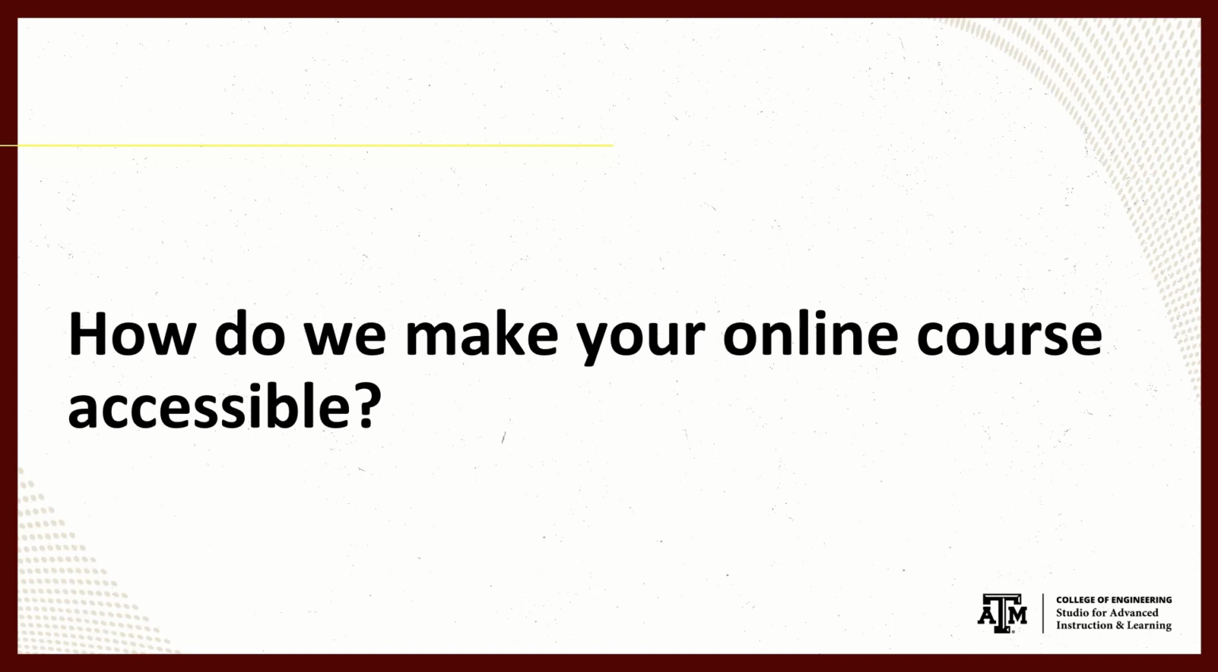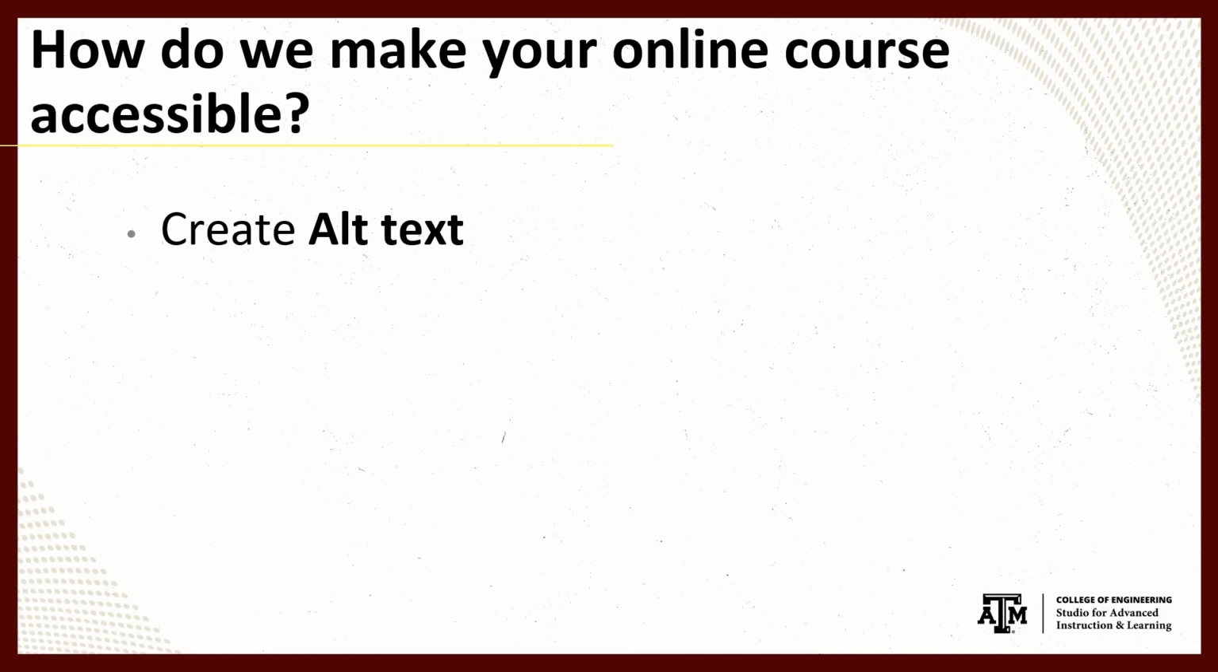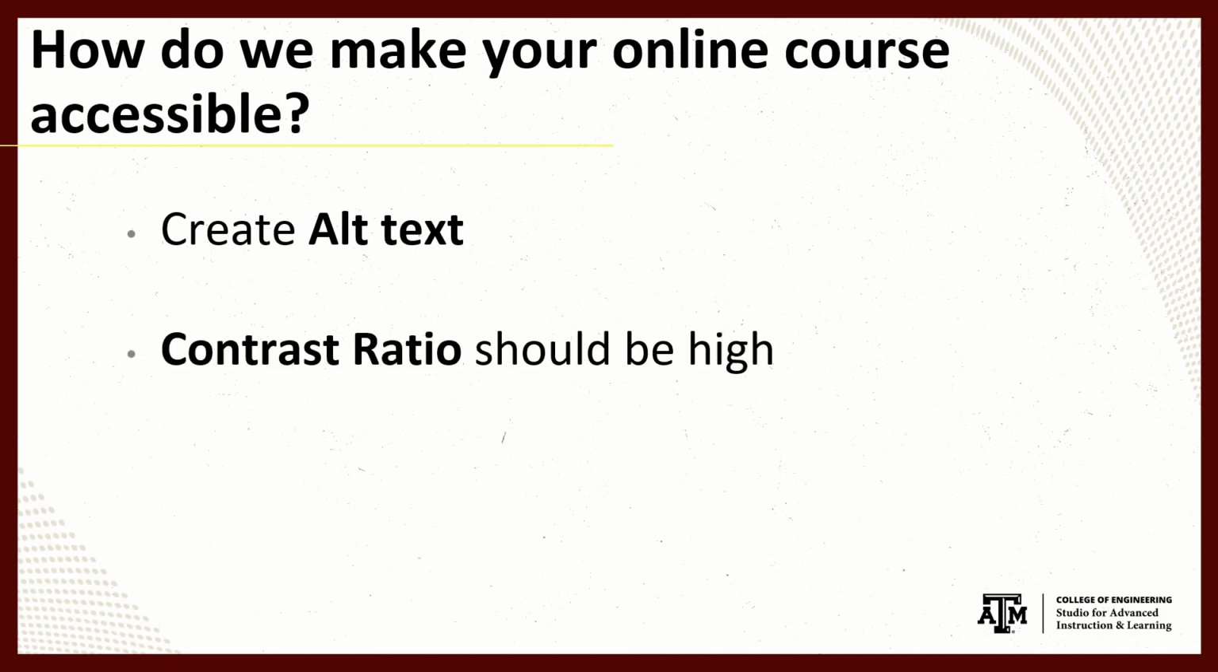The most important and most impactful changes that can be made to your course for it to be accessible for your students are the following. Create alt text for all of your images. Contrast ratio should be high enough to meet level AA compliance. Closed caption all videos and transcribe all audio content.